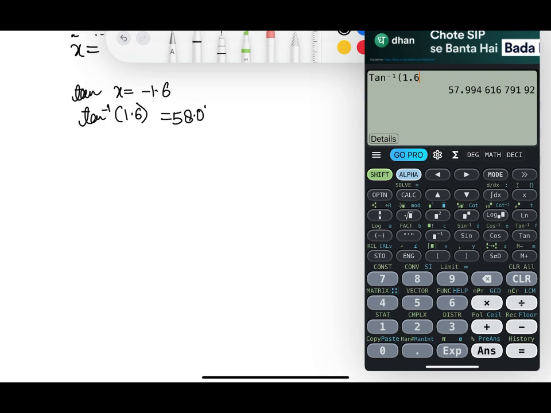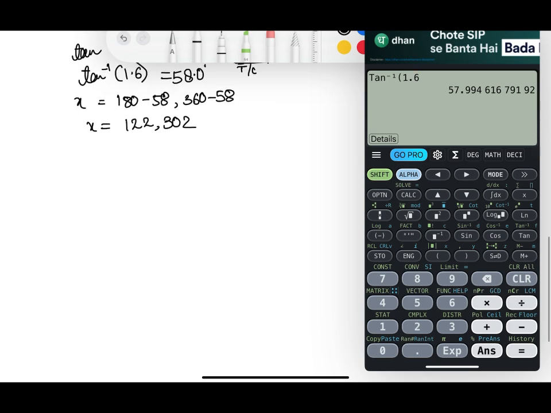And we know that tan is negative in the second and the fourth quadrant in the CAST. For the second quadrant, we have to do 180 minus 58, and then 360 minus 58, which is going to be 122 and 302, the value of x. I hope that's clear too.